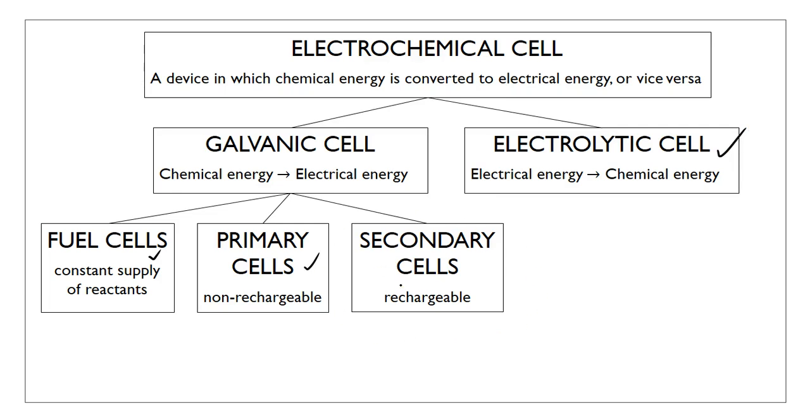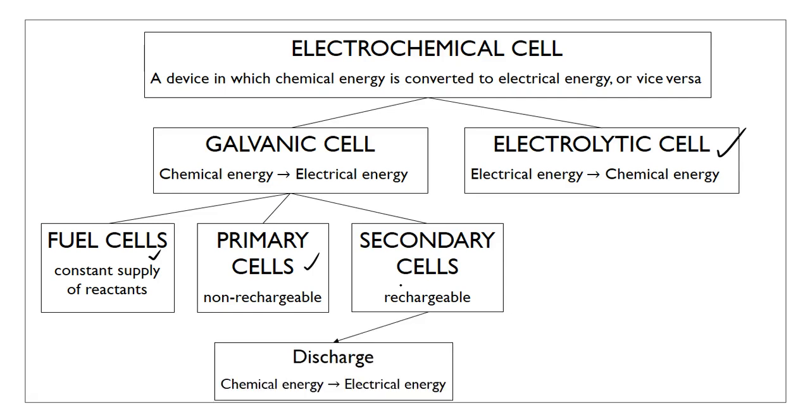And before we start, there are just two terminologies that I want to make sure you understand. Whenever we talk about secondary cells, there are two processes that it can undergo. Discharge is basically when the cell is producing electricity. So it's when chemical energy is going to electrical energy. So the principles of discharge are going to be the principles of a galvanic cell.